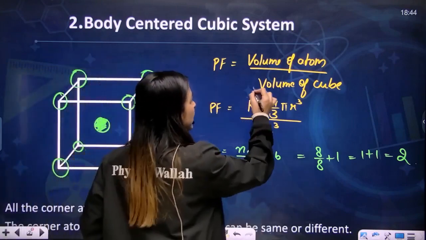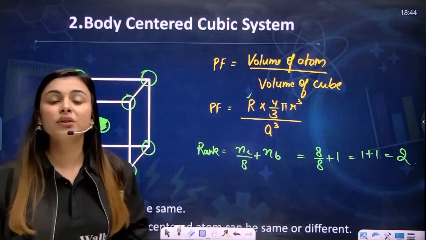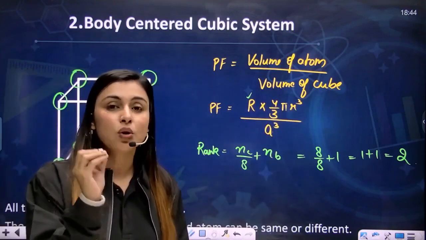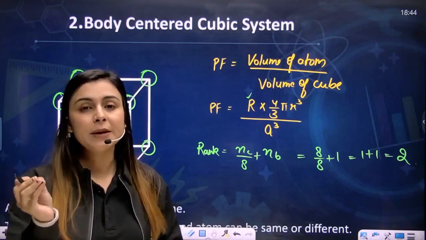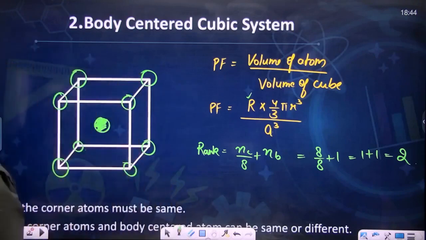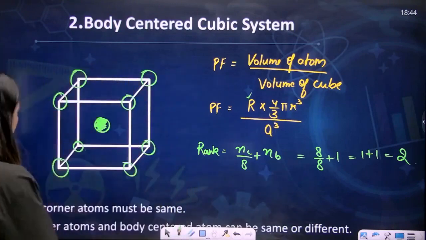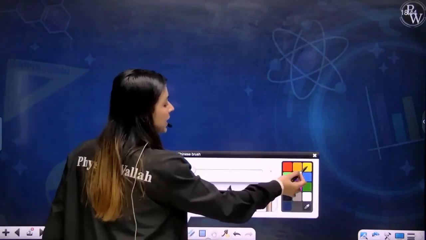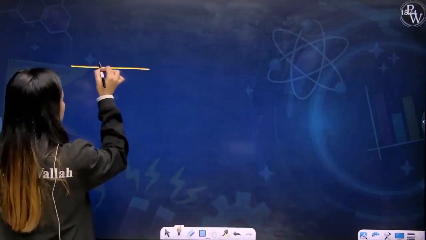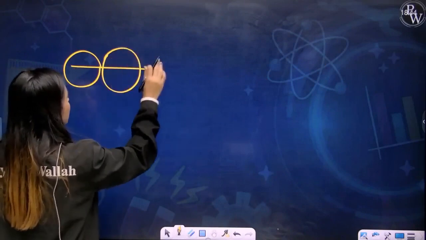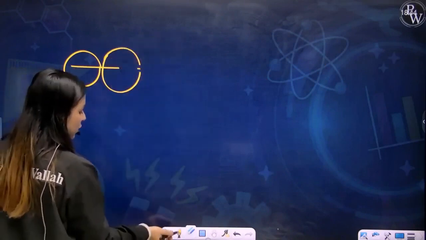Now we have calculated the rank, but we need another thing, which is the relation between the radius of the atom and the edge length of the unit cell. How are we going to calculate that? Here one important thing to be noted is that in the primitive unit cell, I told you that the atoms are in direct contact with each other along the edges. But in the body centered unit cell, the atoms are not touching each other along the edges.